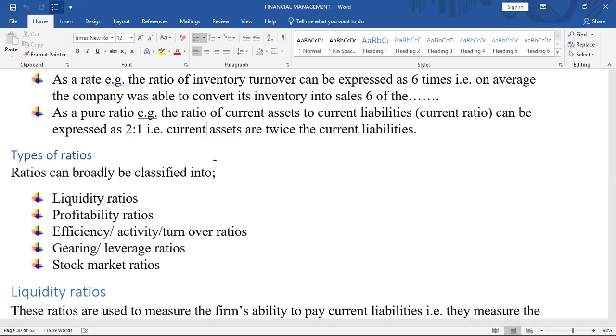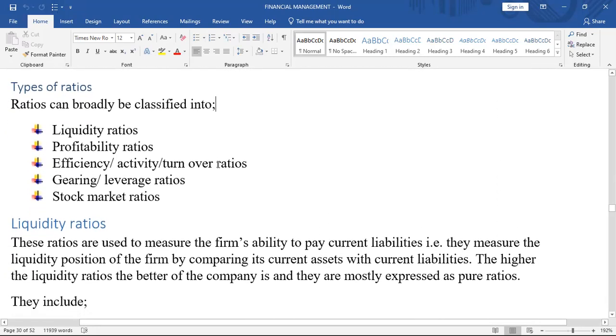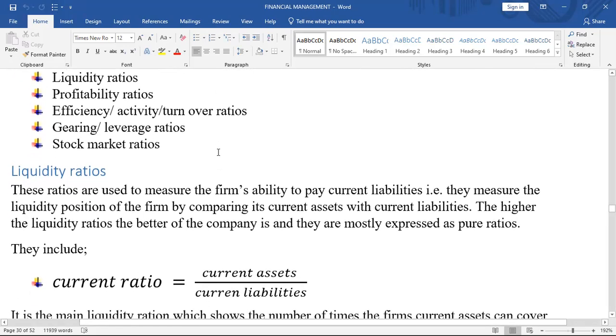The types of ratios, we normally have 5. One, we have liquidity ratios. Two, profitability ratios. Three, we normally have efficiency, activity, or turnover ratios. Four, we have gearing ratios. And then we have the stock market ratios. Let me just go quickly through all of them.